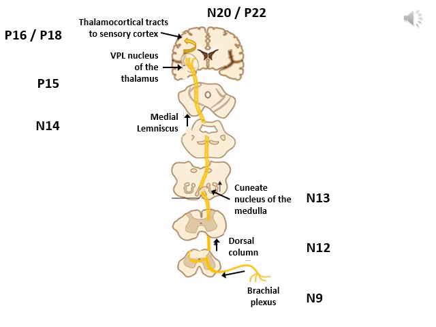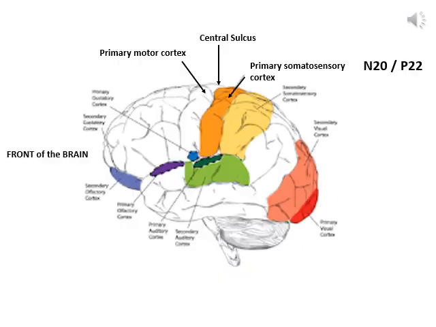The N14 and P15 are generated by travel up the medial lemniscus and activation of the ventral-posterior lateral nucleus of the thalamus. Travel through the thalamocortical tracts generates the P16 and P18, and finally, activation of the sensory cortex generates the N20 and P22.